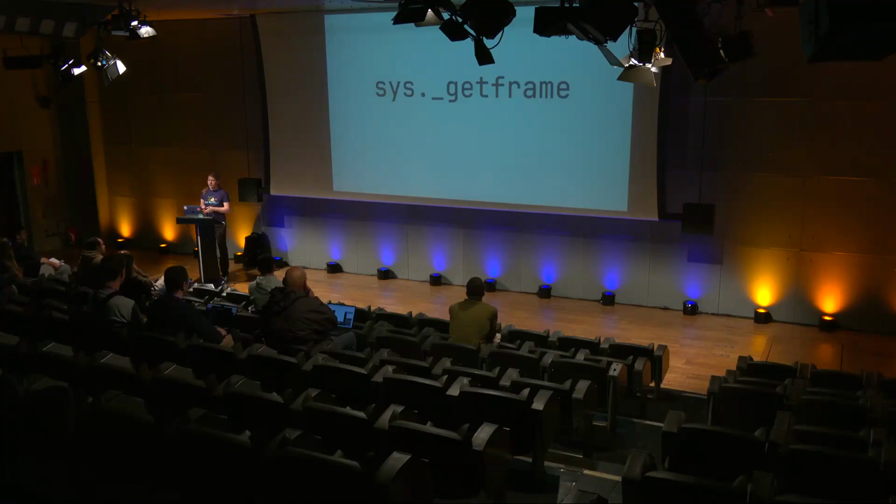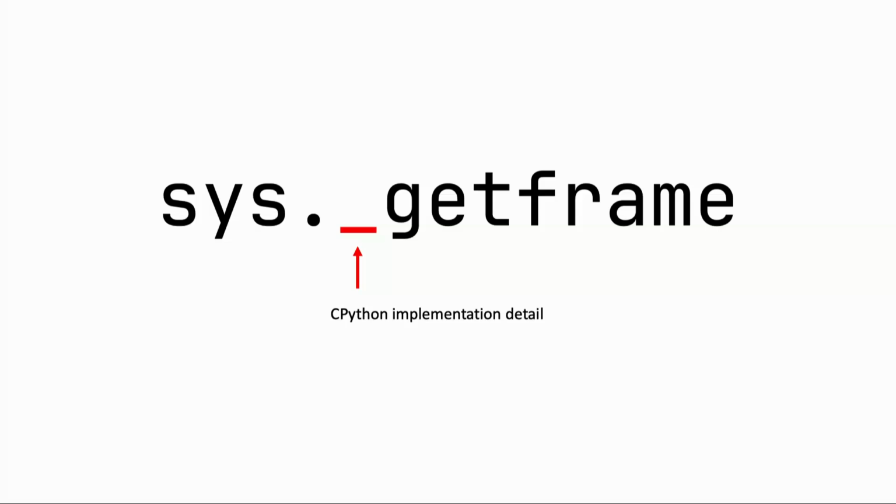The answer was maybe because it's interpreter specific, and that's totally true. It's interpreter specific, but it also exists in other interpreters. It's there because it's a CPython implementation detail, and that's what CPython does: it puts an underscore on it. The only main problem is this is a central method for debugging, and we need it for even the simplest debugger.